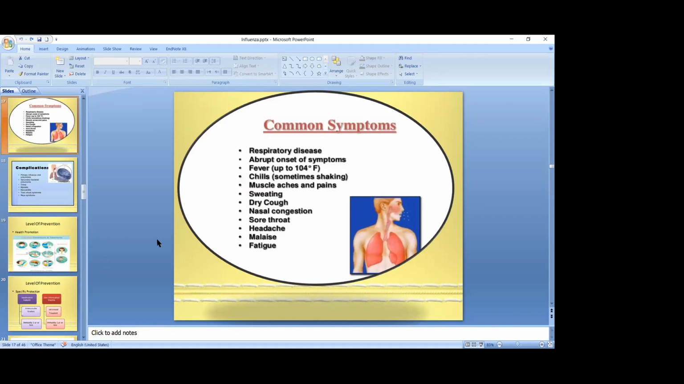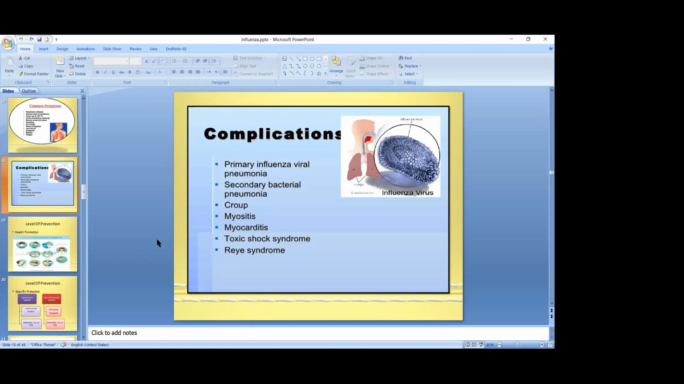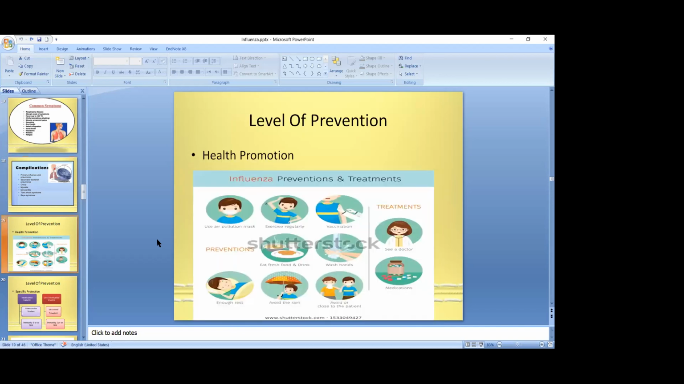The common signs and symptoms of this disease are respiratory. It is basically a respiratory disease, with abrupt onset of symptoms with high grade fever, chills, body aches, sweating, dry cough, nasal congestion, sore throat, headache, malaise, and fatigue. The complications with influenza virus are mainly primary influenza viral pneumonia, secondary bacterial pneumonia, croup, myositis, myocarditis, toxic shock syndrome, and Reye syndrome.